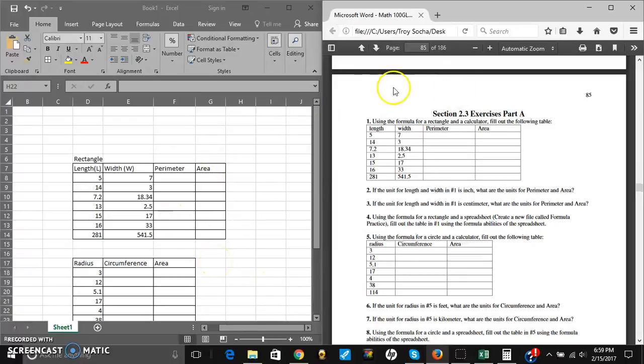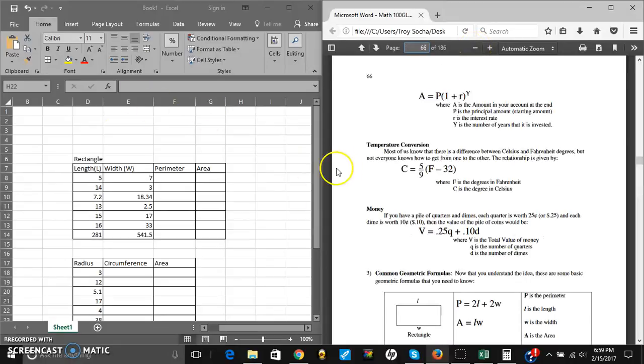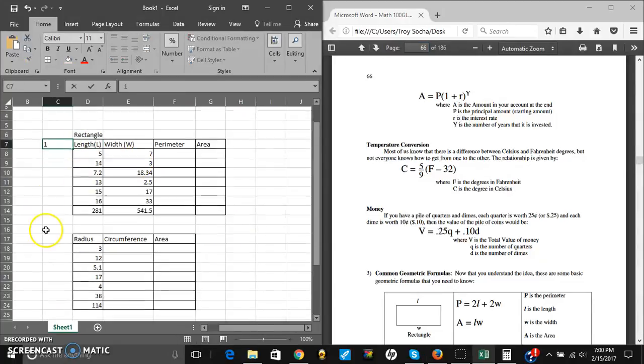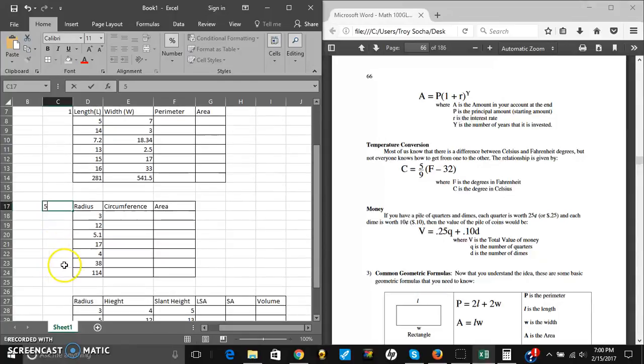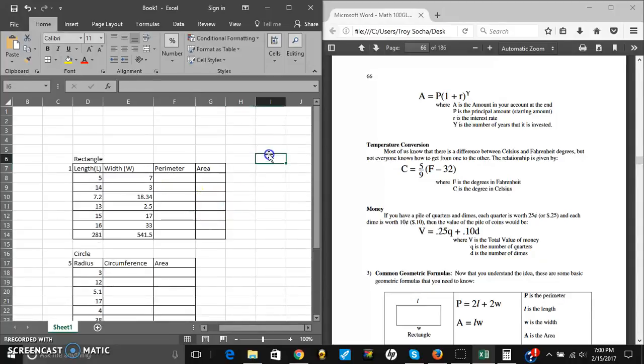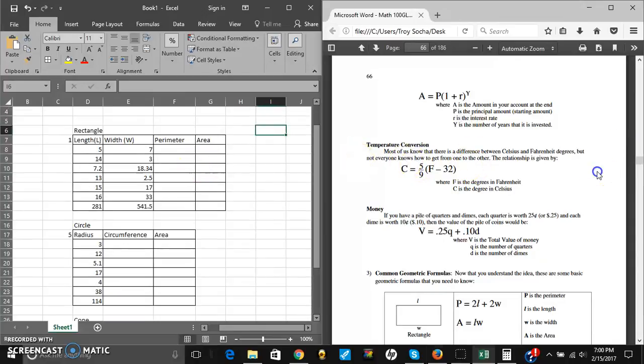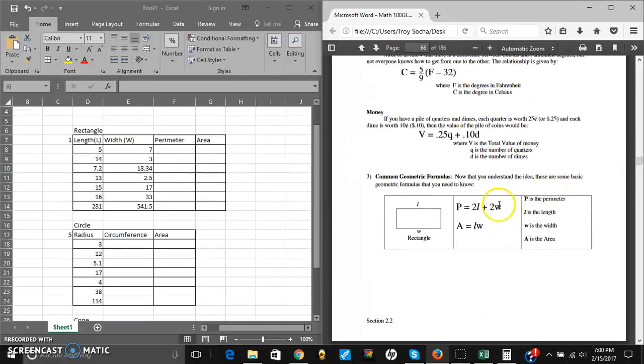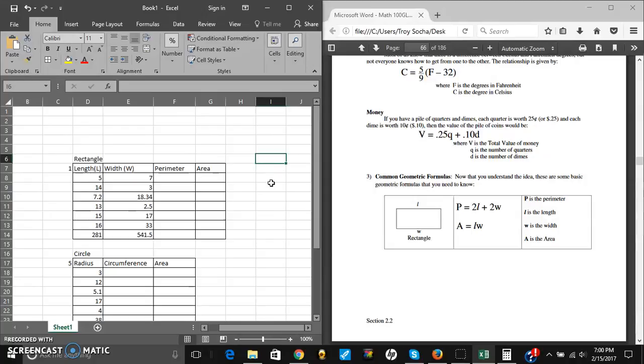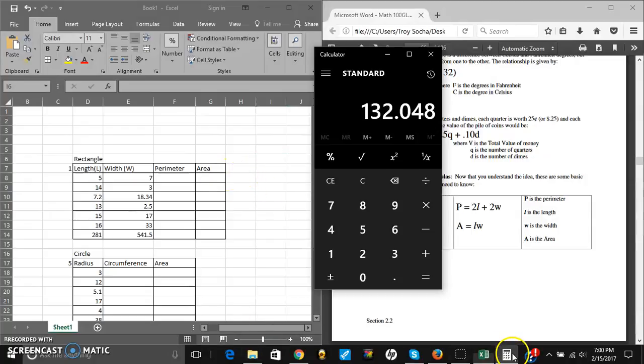So first we need to find our formulas, and our formulas happen to be on page 66. Right here I've got all the problems written out, so we don't have to worry about that. This is 1, this is 5, this is 9. This is a circle, this is a cone. We know the first one is a rectangle, we want to find perimeter and area. Down here, P is the perimeter, so this is our formula. And we need a calculator, so we're going to pull that up.